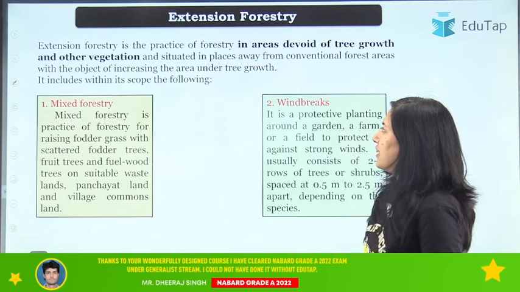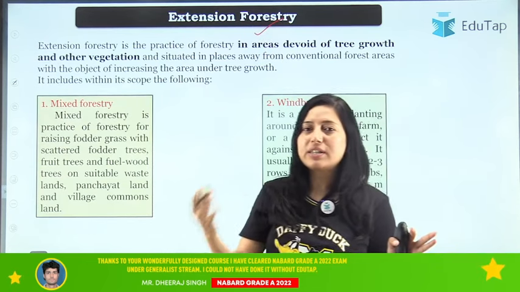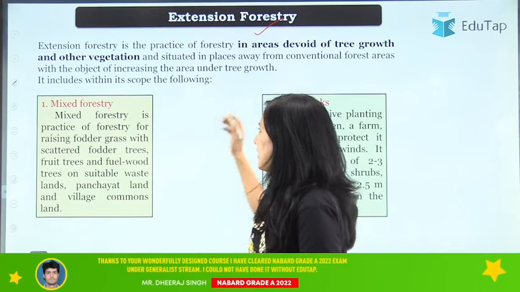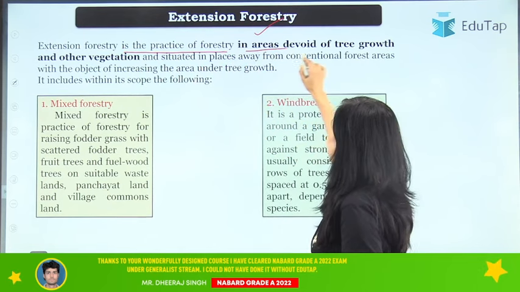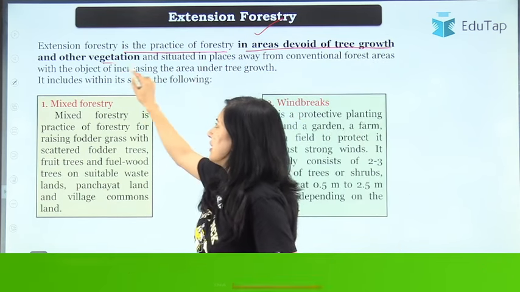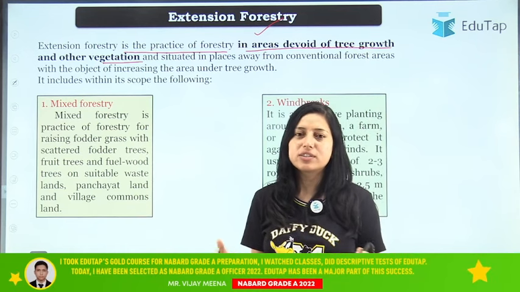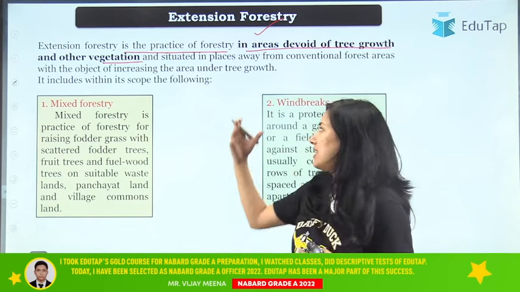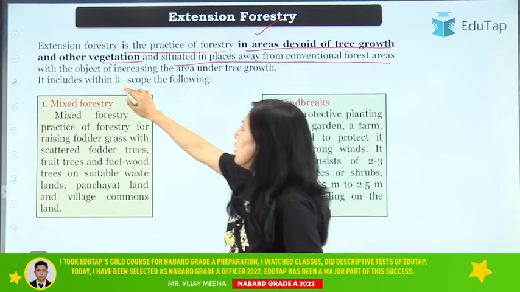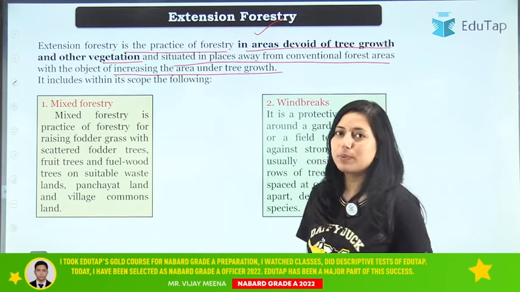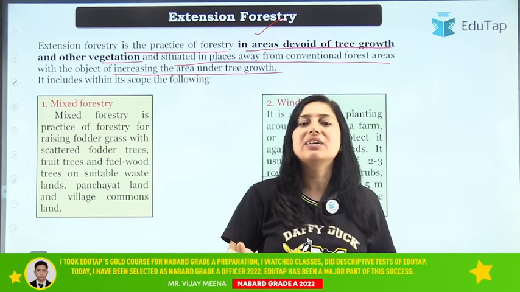Now let's move on to the next, that is extension forestry. Farm forestry we have discussed, when the farmer is doing forestry along with the farming. Then we have extension forestry. Extension forestry is the practice of forestry in areas devoid of tree growth or other vegetation. When there is an area where there is no vegetation, no tree growth, there we go for extension forestry, situated in a place away from the conventional forest area, with the object of increasing the area under tree growth.